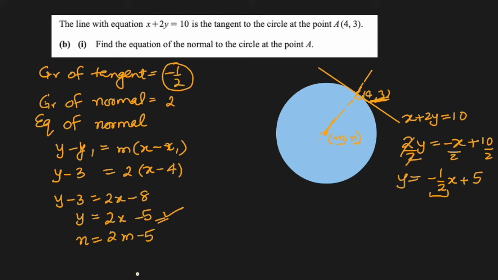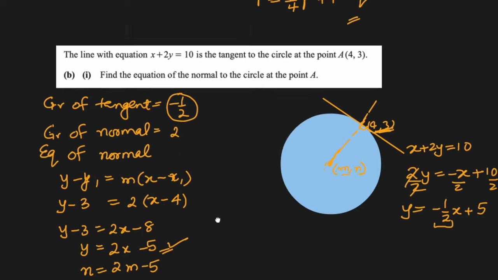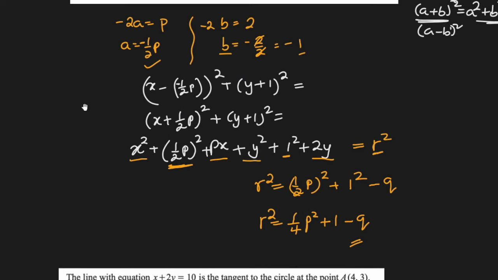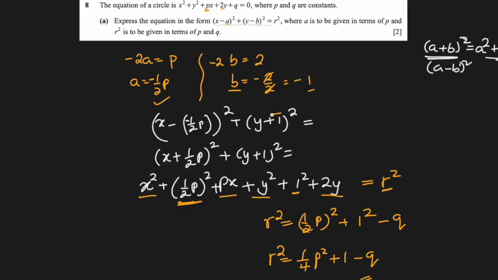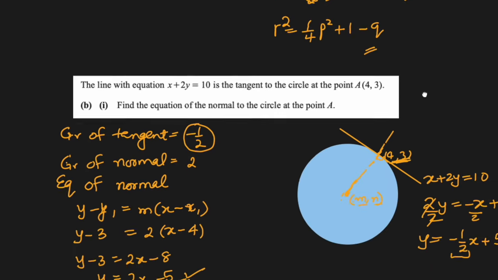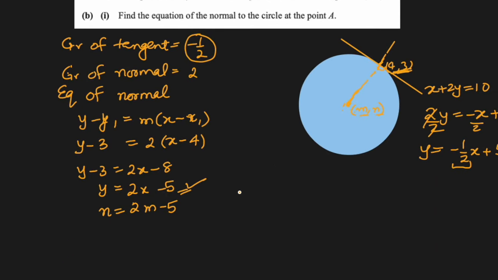minus 5, right? And if we look at the equation of the circle, we can see that the y coordinate of this is minus 1. It was y minus minus B, and B is the y coordinate of the center. That's why it is y minus minus 1, this one. So minus 1 is known to us. So the y coordinate is minus 1. That means n is equal to minus 1. So we'll write minus 1 equal to 2m minus 5.